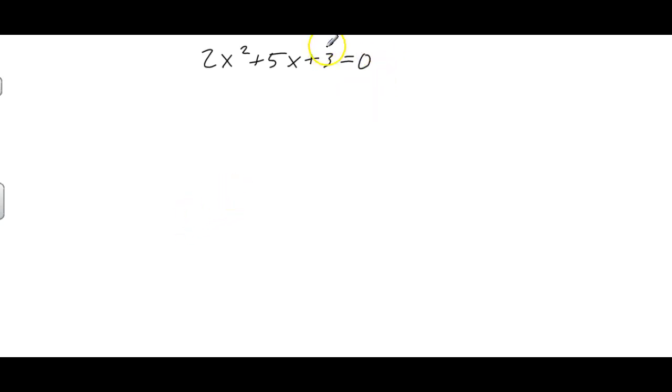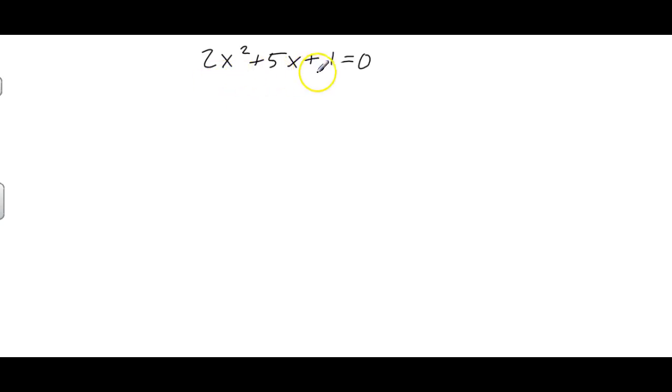Actually, you know what? I think that one factors. I'm going to change that. I'm going to make that 2 here. I think that factors. Let's make this 1. I know that doesn't factor. Okay.